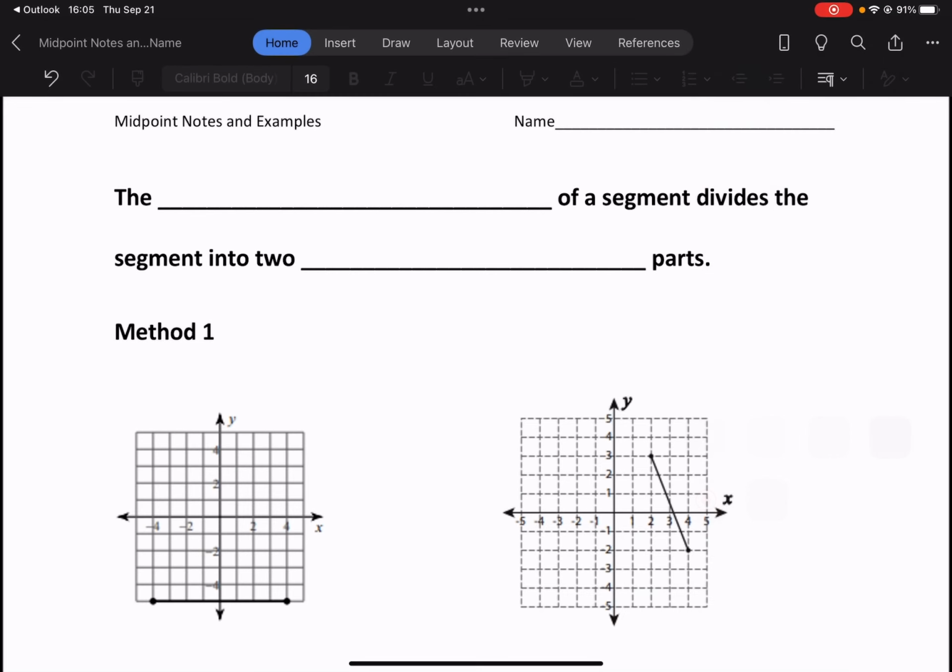Okay, class. Today we're learning about midpoint. We just finished our starter, and it was easy when we just had a straight line. But what if it's on a graph? What do we do? So the very first thing is, yes, we're learning about midpoint.